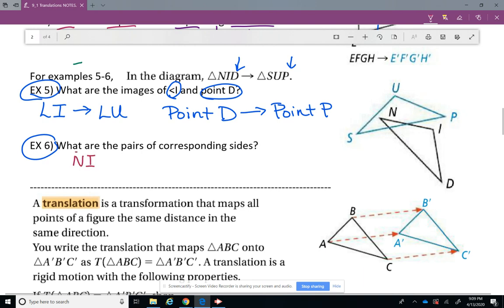So NI corresponds to SU, and ID is mapped onto UP, and I'm going to call it ND is mapped onto SP. So those are the corresponding sides that you should have gotten. All right.